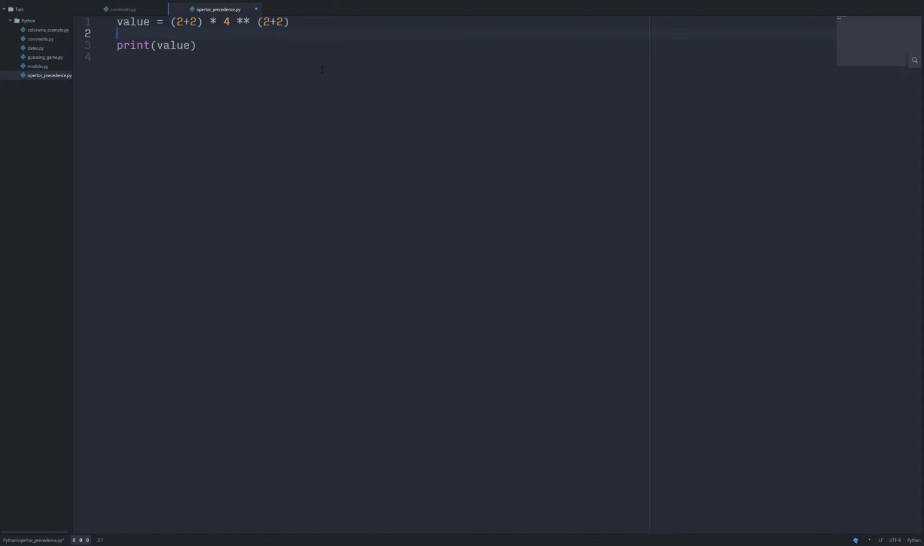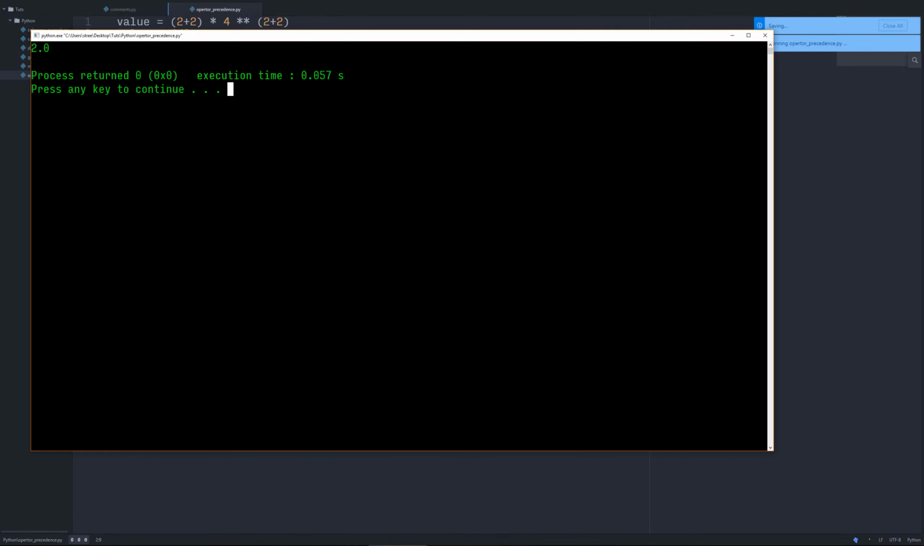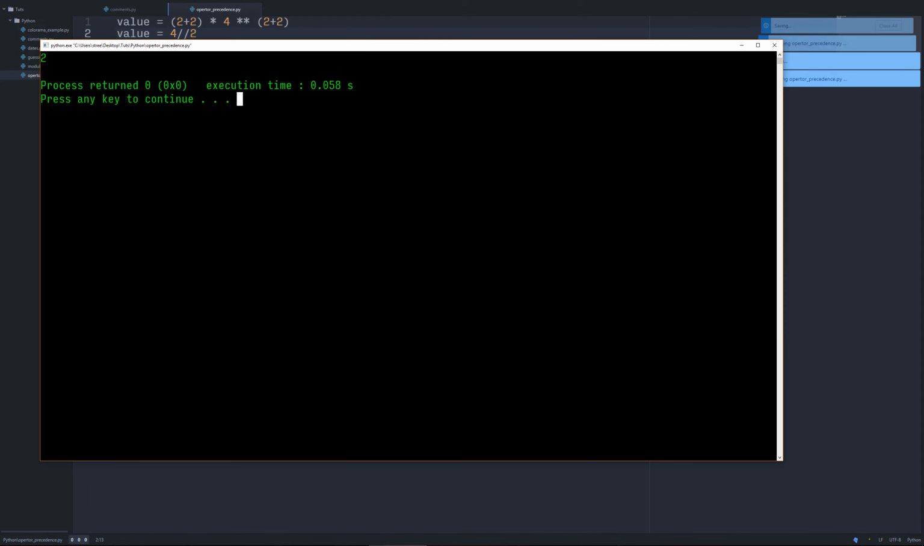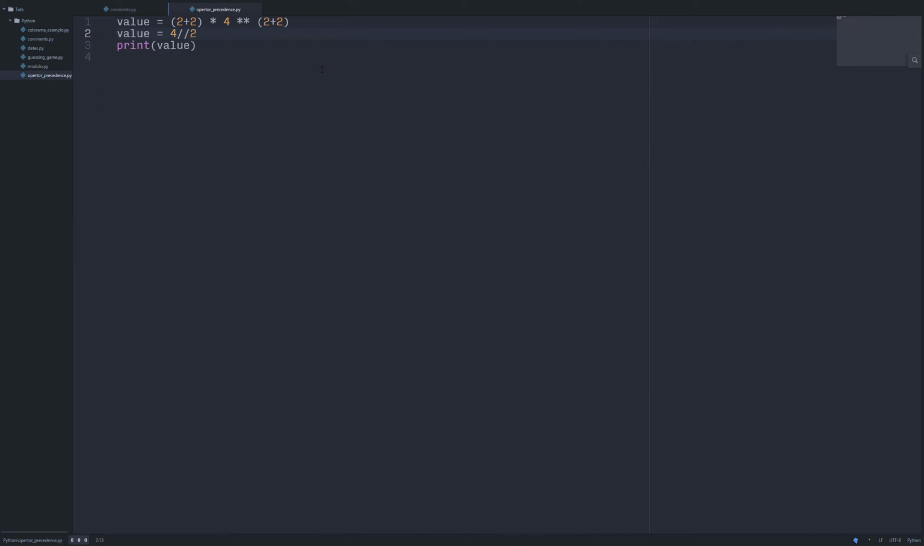Floor division is actually something that I have not directly commented on in the past, but floor division is really interesting. I'll just do that real quick. We can say 4 divided by 2. Let's say value equals, and you'll see that that's 2. If we use 2 slashes, that's what's known as floor division. It basically returns a whole number and ensures that it is the actual value.